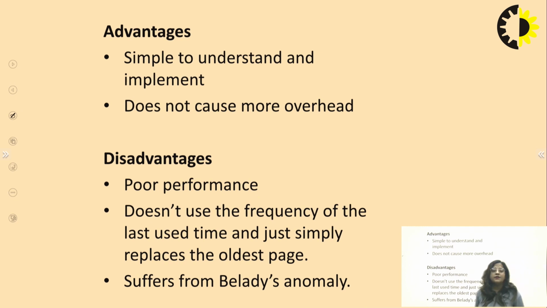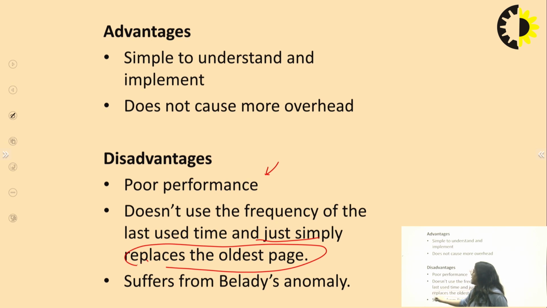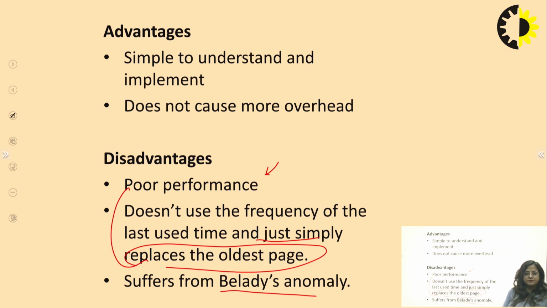But the disadvantage is poor performance, because page faults occur too often in this algorithm. Second, it doesn't use the frequency or the last use time, and simply replaces the oldest page. That's why it has poor performance and suffers from the Belady anomaly, because if you increase the number of pages, then page faults also increase. So it suffers from the Belady anomaly.